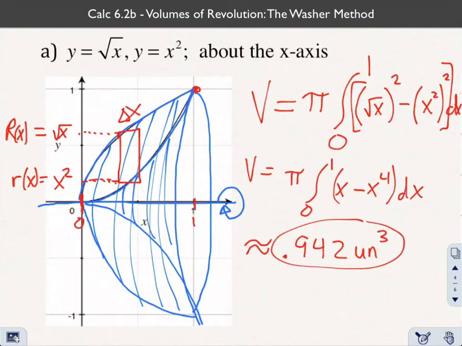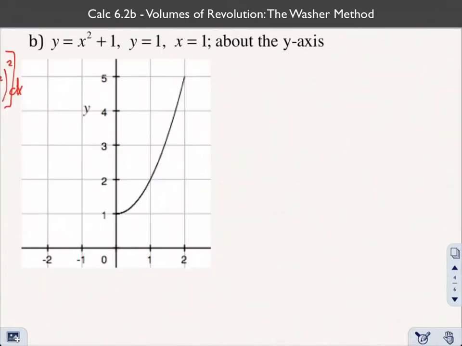All right, let's try example B. In example B, we're looking at the region bounded by y equals x squared plus 1, which is right here, the line y equals 1, which is right here, and let's go ahead and change this to x equals 2, to give us a little more room to work. So x equals 2 is going to be right here. You can see the region we're talking about is right in here.